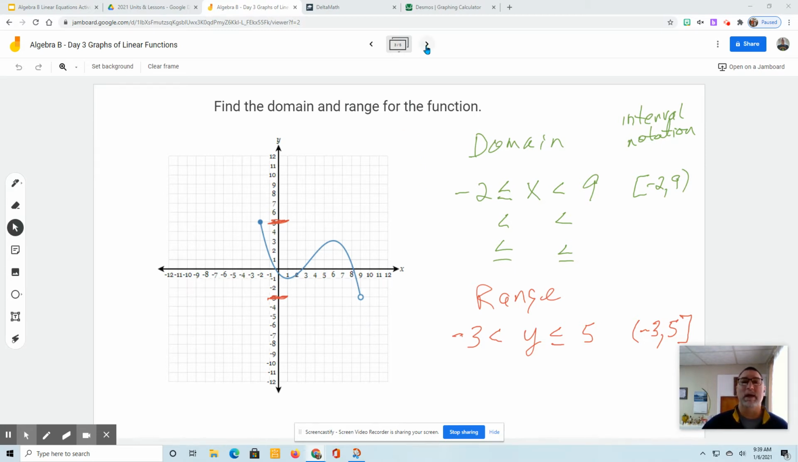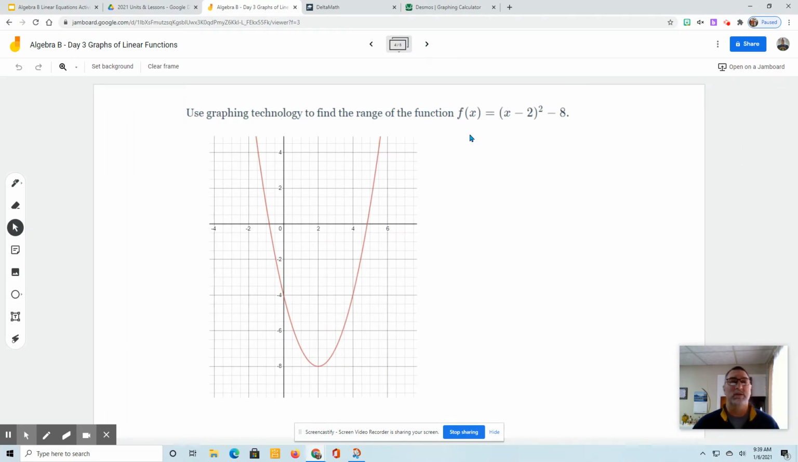All right, so let's look at the actual function. So here's one that says find the range, and we're actually going to talk about domain and range here also. Find the range for the function x minus 2 quantity squared minus 8. So here's the function. I already graphed it on Desmos. All right, and so let's talk about domain first of all. All right, so go back to our green. All right, so domain.